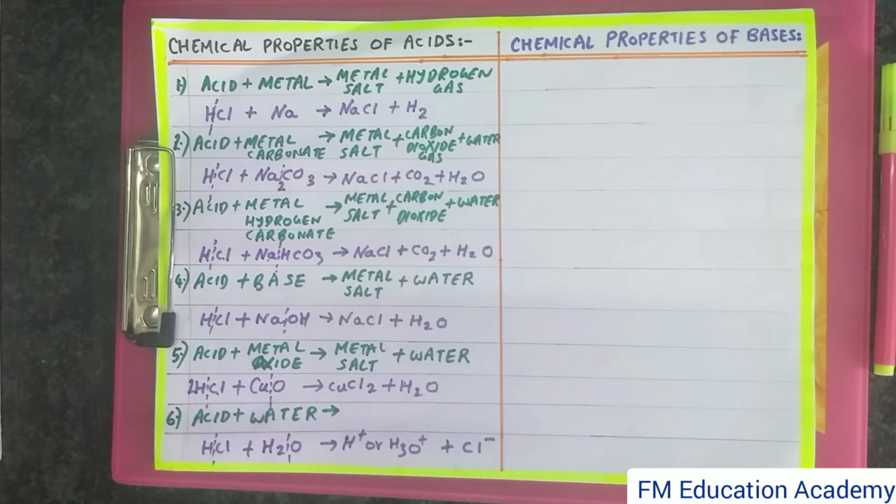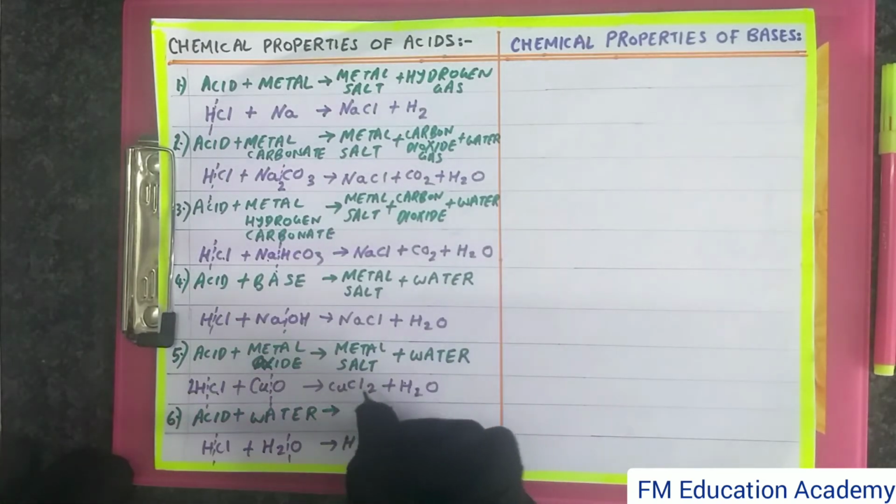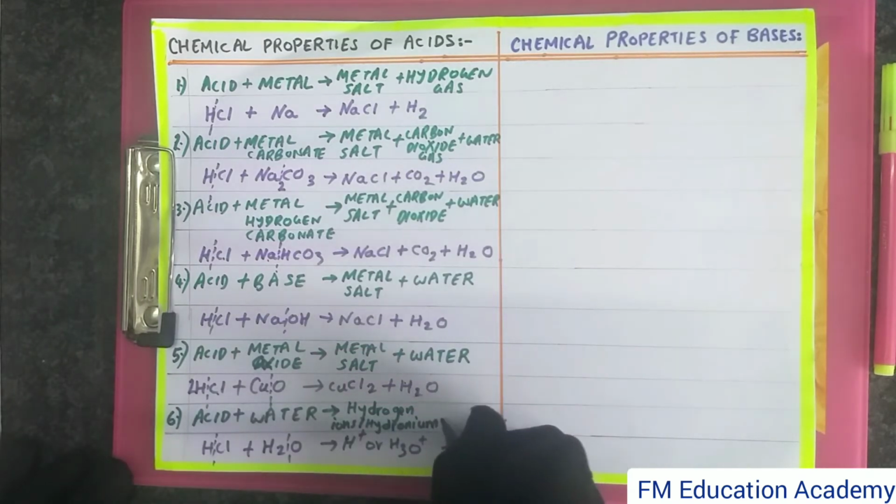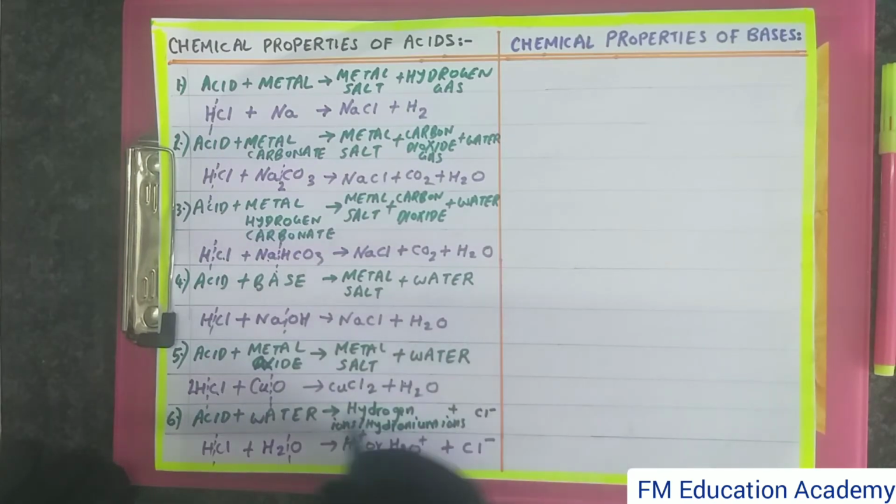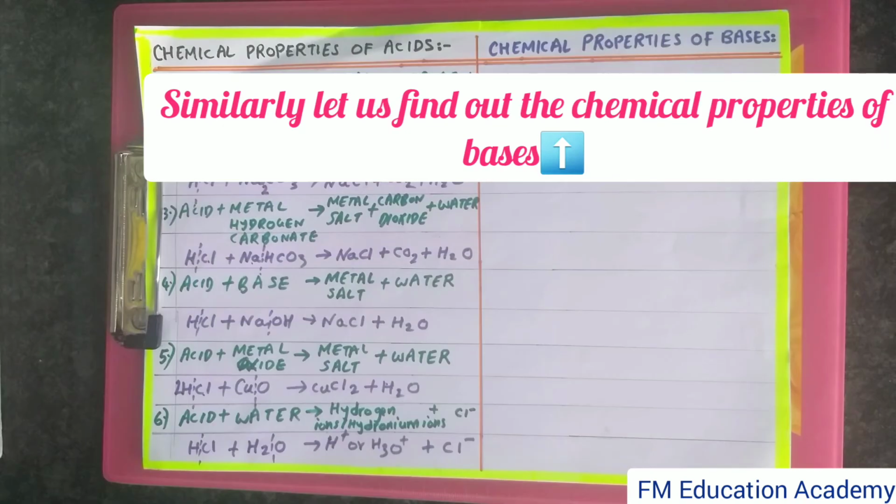So we can say that whenever acid is dissolving in water, or mixing in water, or reacting with water, which ions are released? Hydrogen ions or hydronium ions are released: H3O plus, hydronium ions, and Cl minus ions. So basically, what did you observe? Whenever acid mixes with water, hydronium ions or hydrogen ions are released. That is, H plus or H3O plus ions are released. Remember that. Similarly, let us find out the properties of bases.